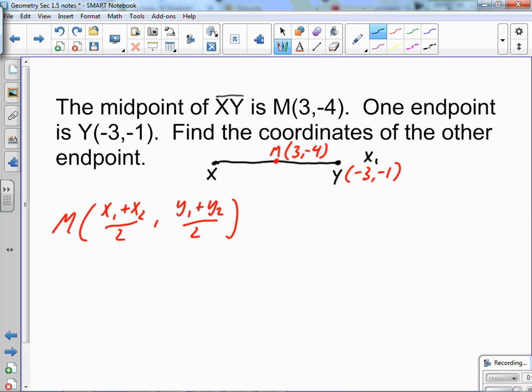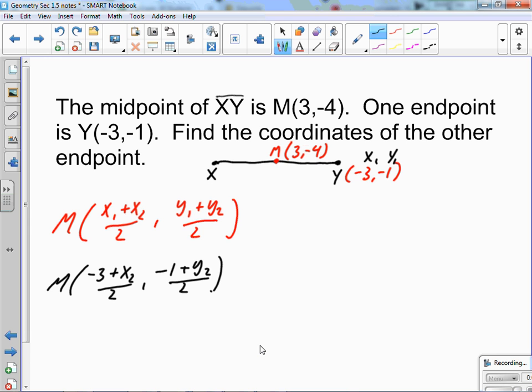Which is that's x1 and y1 for the Y point. Then the midpoint is (-3 plus x2 over 2, and y1 is -1 plus y sub 2 over 2). So this is part of the midpoint. We're trying to figure out what x2 and y2 are, but we do know what the midpoint is.